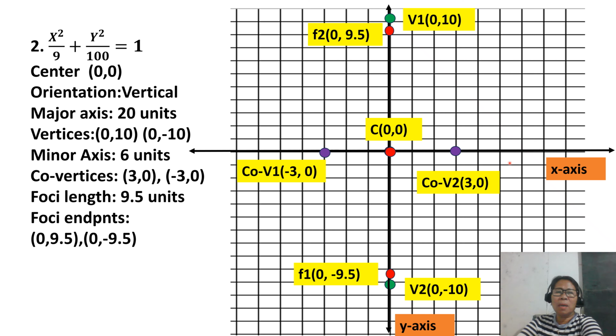So we are done plotting all the basic parts of the ellipse. So that's the graph already. Then let's proceed to number 3.